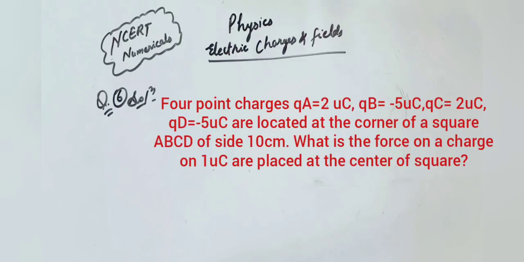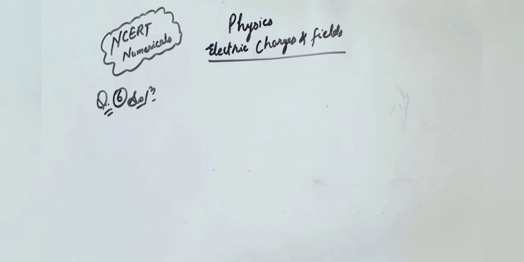Now in question 6, four point charges QA equal to 2 microcoulomb, QB equal to minus 5 microcoulomb, QC equal to 2 microcoulomb and QD equal to minus 5 microcoulomb are located at the corners of square ABCD of side 10 centimeter. What is the force on a charge of 1 microcoulomb placed at the center of the square?